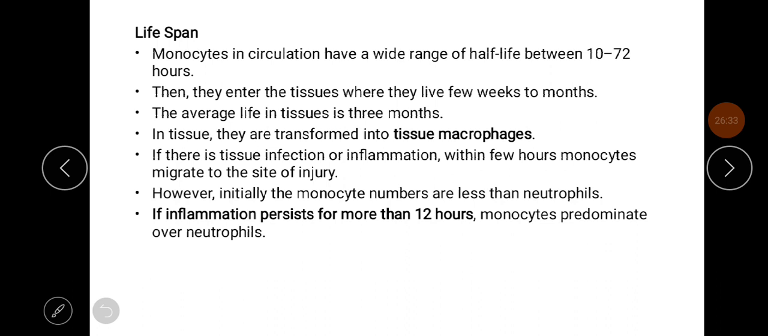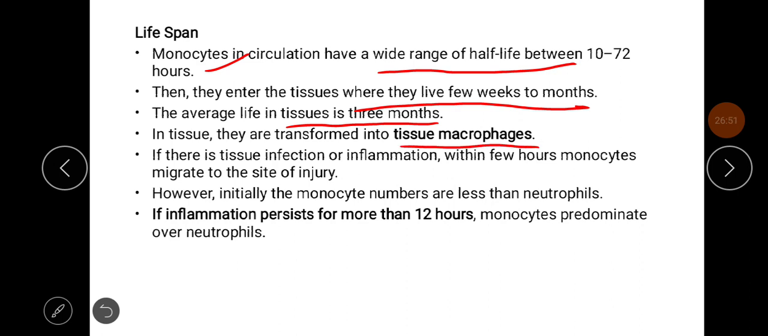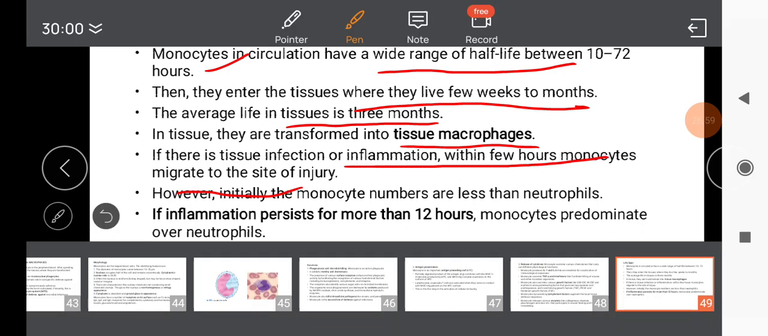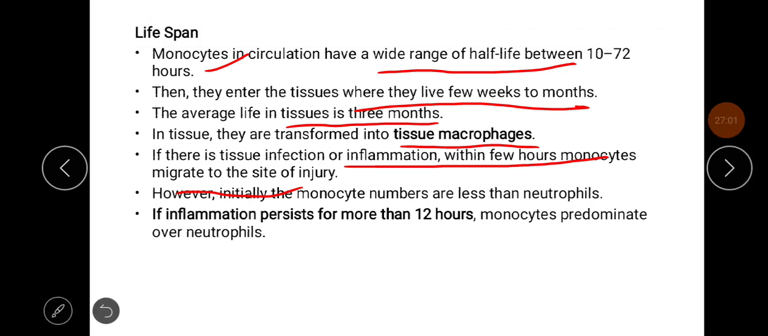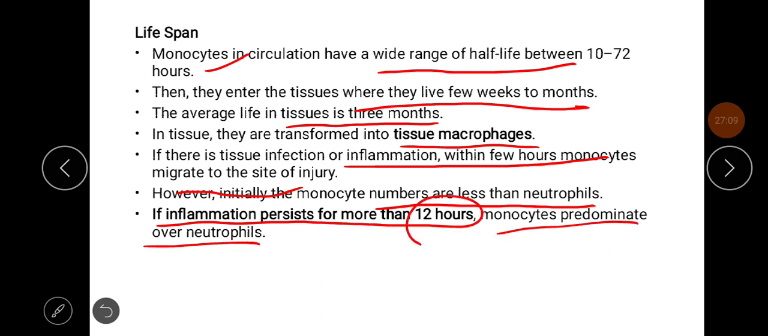Monocytes in circulation have a wide range of half-life between 10 to 72 hours. Then they enter the tissue where they live for a few weeks to a few months. The average lifespan in the tissue is around 3 months. In the tissue, they are transformed into the tissue macrophages. If there is a tissue infection or inflammation, within a few hours, monocytes migrate to the site of injury. However, initially the monocyte numbers are less than the neutrophils. If inflammation persists more than 12 hours, the monocytes predominate over neutrophils.